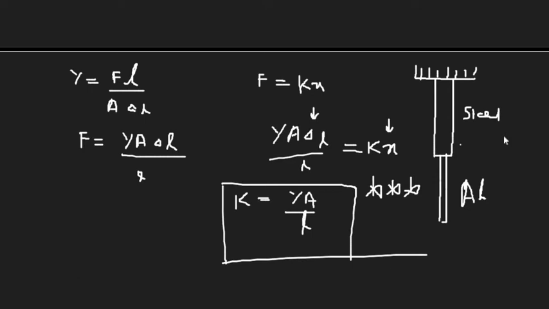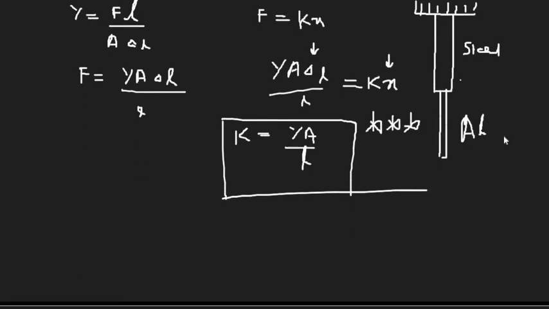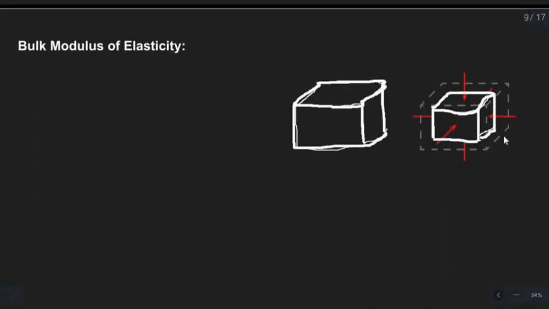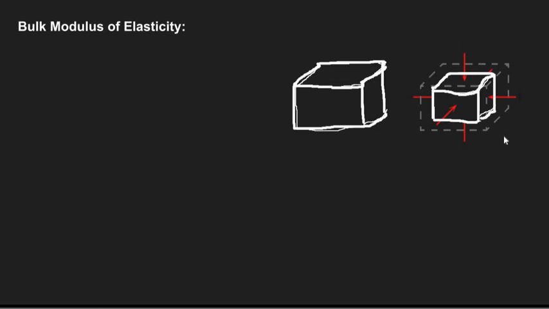Okay, so I think up to this point it is clear. Okay, now let's come to bulk modulus of elasticity. What is bulk modulus of elasticity? I think you can understand the figure. For example, this is a body whose volume is V, and now you are applying normal forces.